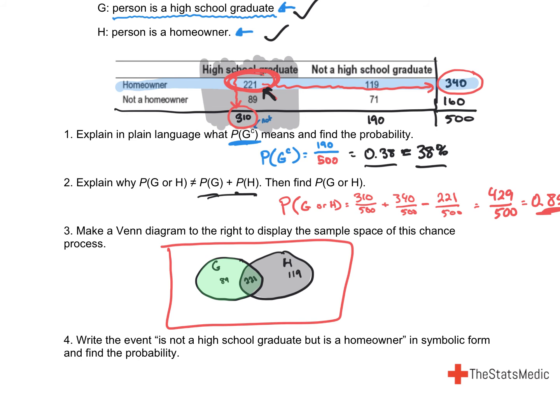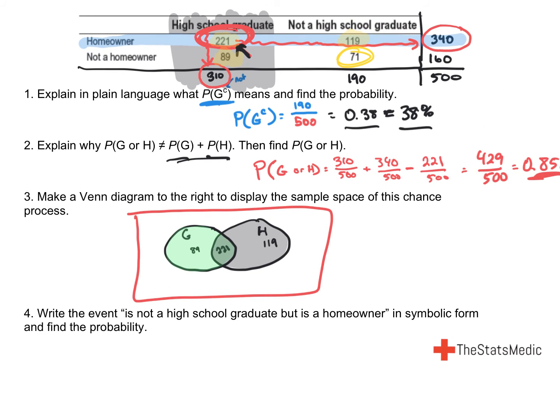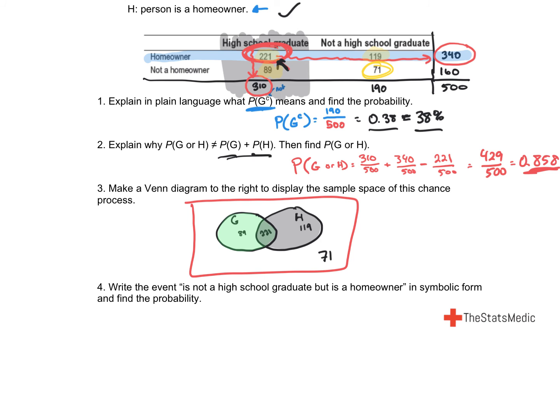All right, so check out all the numbers we've used so far. I'm going to come up here. We used the 89. We've used the 221. We used the 119. Well, guess what? We still got the 71. Where does the 71 belong on our Venn diagram? It belongs down here in the space outside of being a graduate or being a homeowner. So these are the people who are not high school graduates and not homeowners. Right there. That is a Venn diagram. That's how they look right there. It's a great visual way to do the same thing that the two-way table is doing, okay?